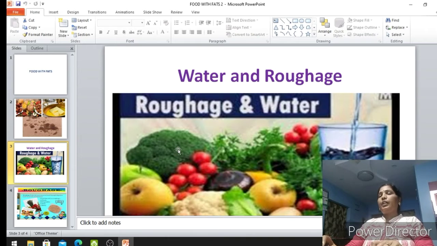Understood? So along with this, we also need water and roughage in our diet. How is water helping? Water makes the food item which you are eating more liquid and helps to digest the food and absorb the nutrients from the food you are eating. So it helps to break down the food items and it also helps to absorb the nutrients. Understood, children? And then roughage.